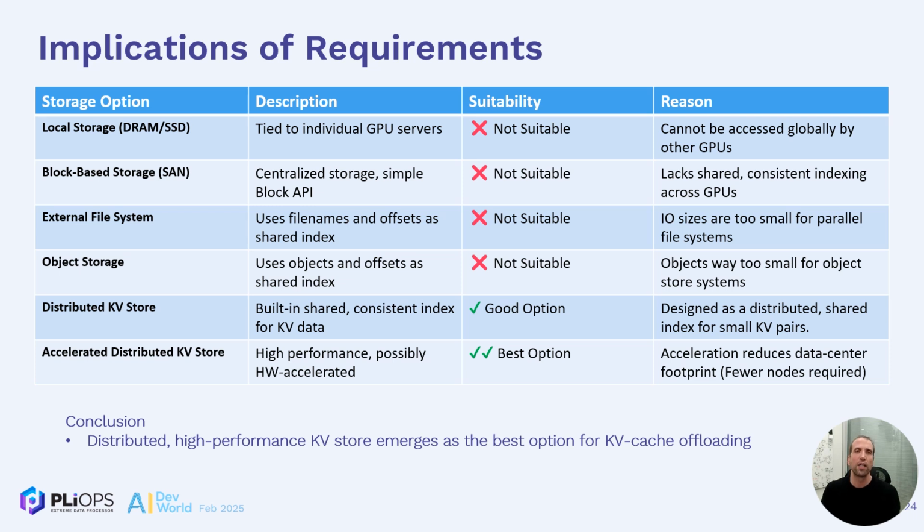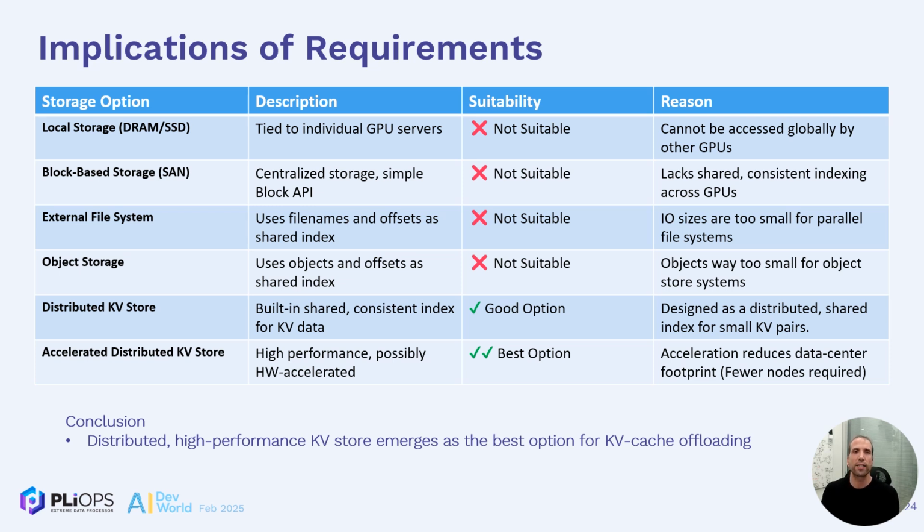Next, if you go to shared block storage, SAN storage, then it is indeed shared storage. However, it lacks a shared consistent index across the GPUs. It's just a bunch of blocks. That's it. And of course, we need some consistent index here. So a shared block system is just not a complete solution for us.